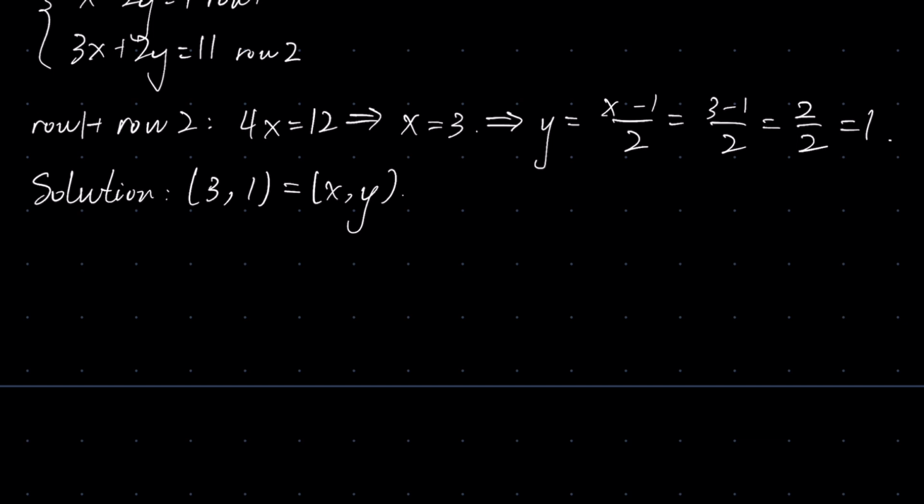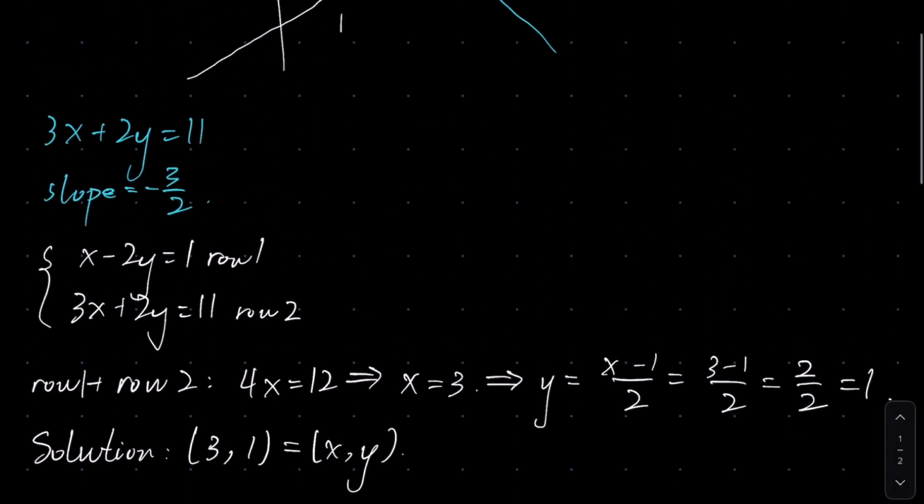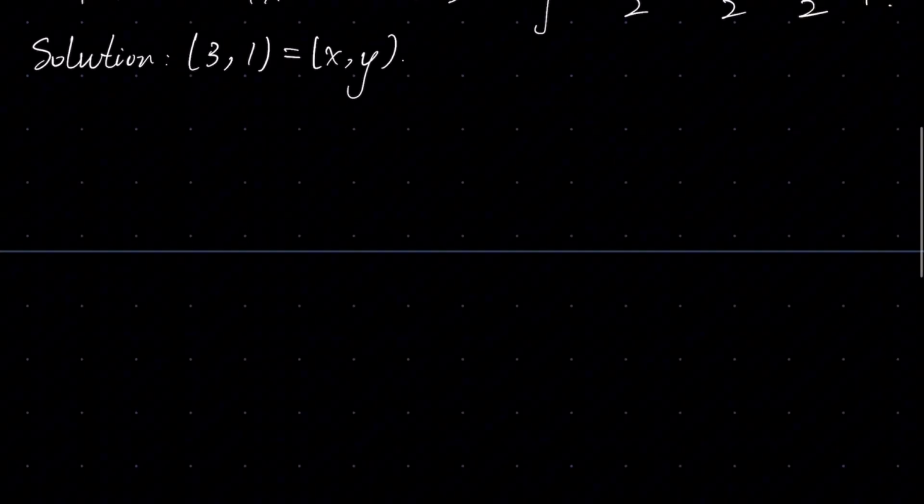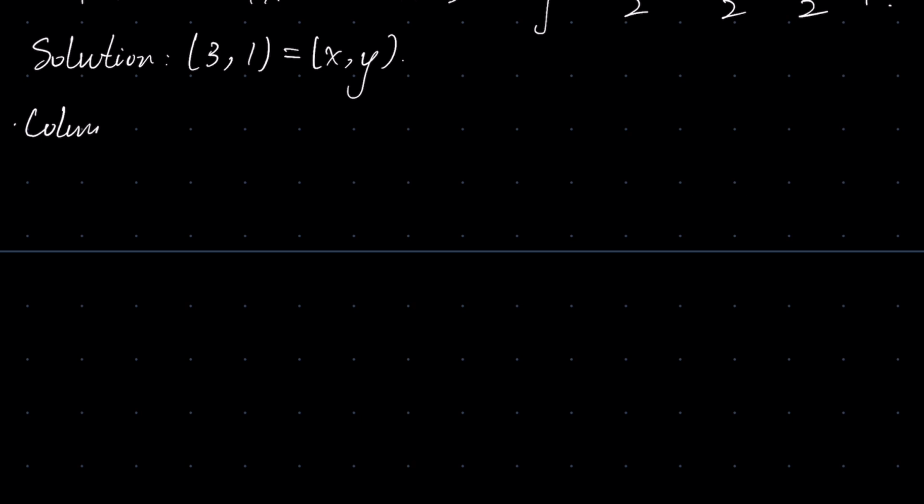Now let's turn to the column picture, because you probably have seen the row picture in middle school or high school when you're trying to solve simultaneous equations. Your teacher probably told you that the rows describe lines and that the solution is the intersection of these two lines. But the column picture is really where linear algebra comes in. The column picture.